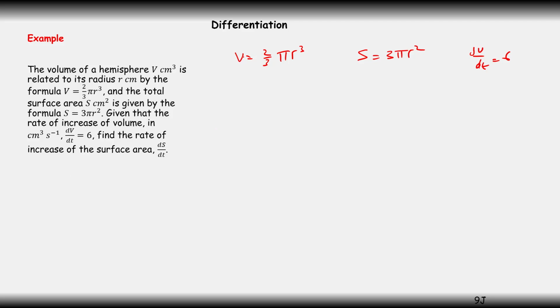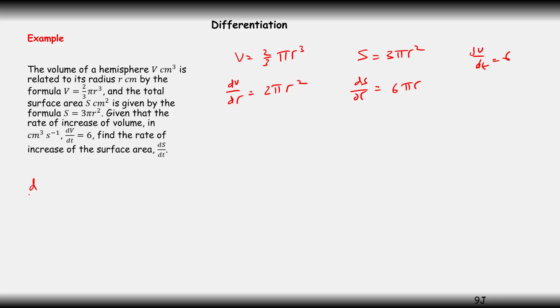Okay, now I've got V equals 2 over 3 pi r cubed. I can find the rate of change of the volume with respect to the radius, dV over dr. And that's going to be, if I multiply by 3, I get 2 pi r squared, because the 3's cancel. I can find the rate of change of the surface area with respect to radius, dS by dr, which is going to be equal to 6 pi r, and I've got dV by dt equals 6. Now I need to find dS by dt.